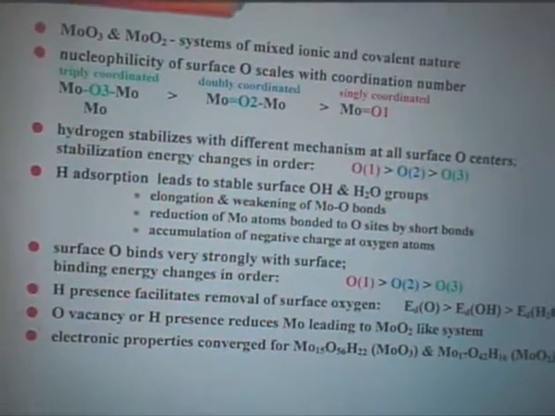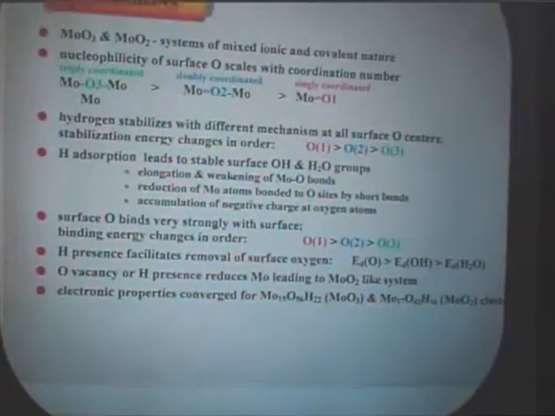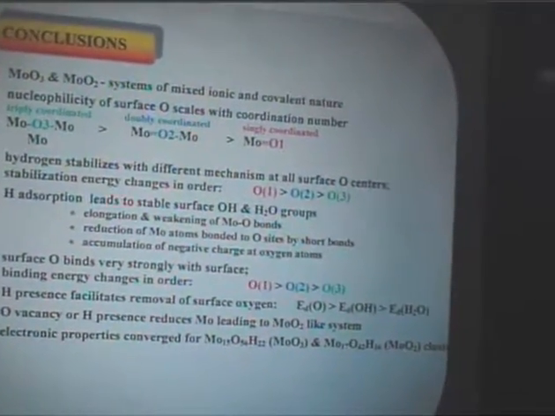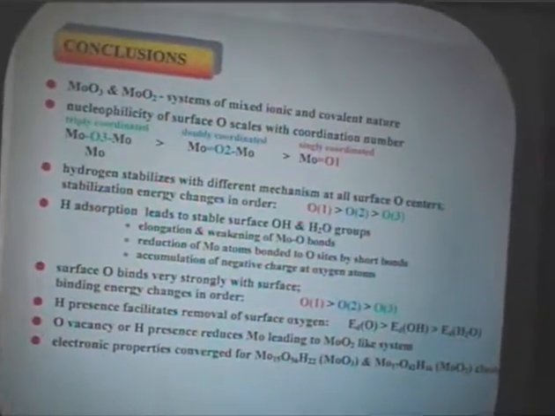We have learned that hydrogen can stabilize at all oxygens and leads to stable hydroxyl or water surface species. And oxygens are extremely strongly bonded to the surface, but the presence of hydrogen may facilitate the removal of surface oxygen.